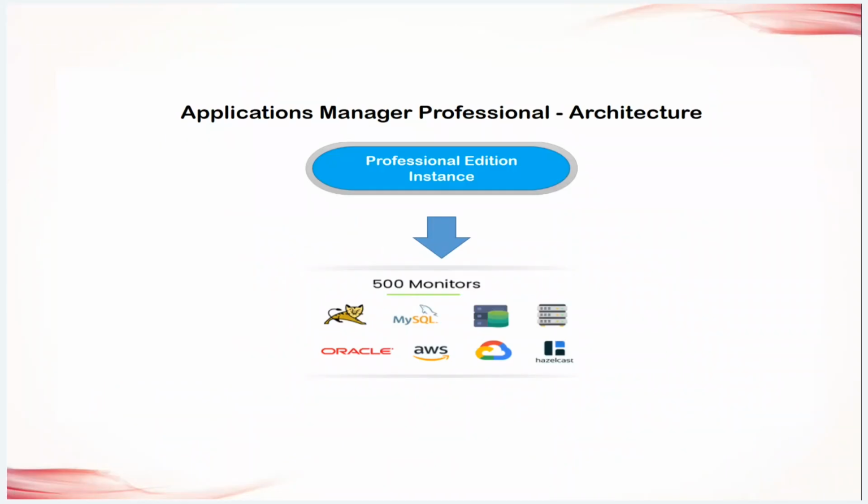When I talk about Applications Manager, there are two different editions for the installation. The first edition is standalone, that is the Professional Edition. In the Professional Edition, you can add up to 500 monitors in a single installation. Here a monitor could be a server, a database, an application, or URLs. Each such entity, a server or a service, is called a monitor in Applications Manager. Likewise, you can add up to 500 monitors in a single installation for better performance.